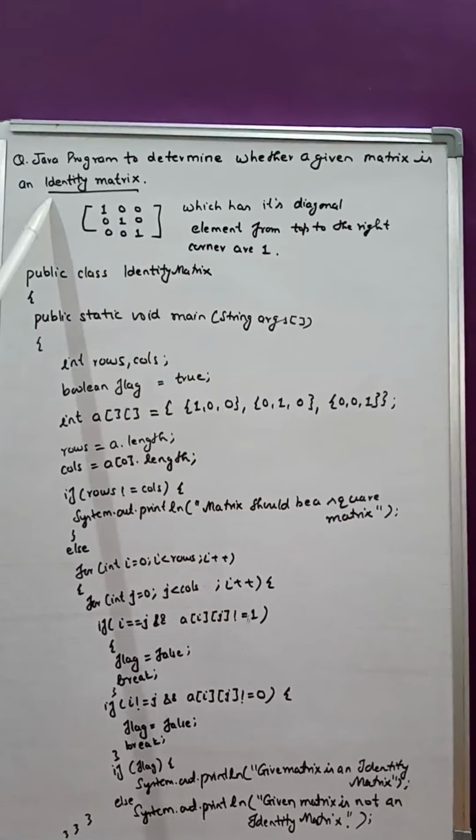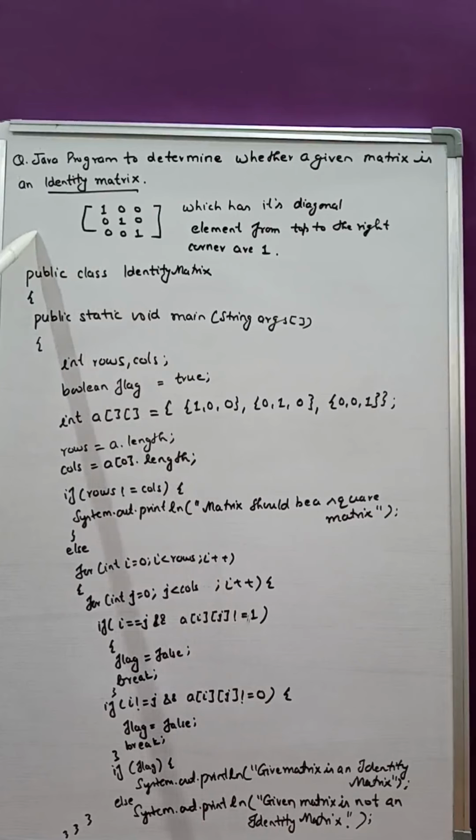In an identity matrix, the diagonal elements from the top left to the bottom right will always be equal to 1. That means all the diagonal elements are 1. If all the diagonal elements are 1 and the other elements in this matrix or any other matrix are equal to 0, in that case the matrix is known as an identity matrix.